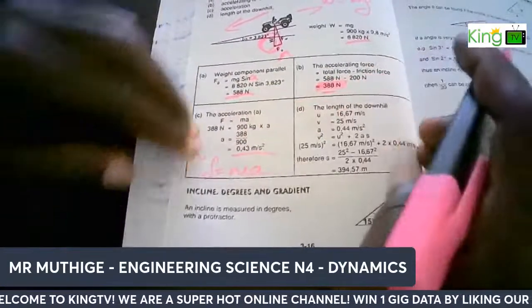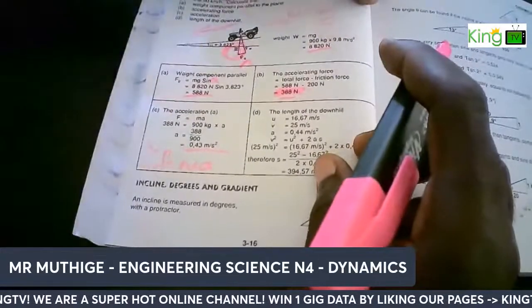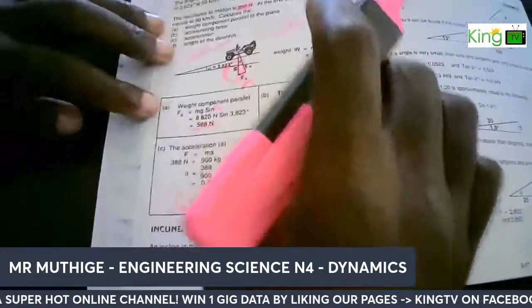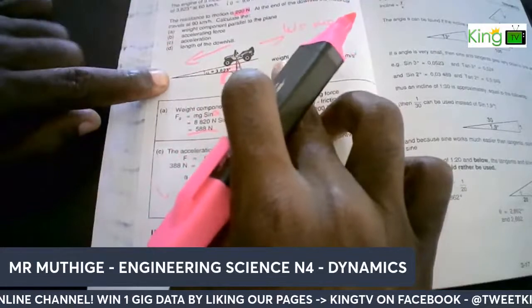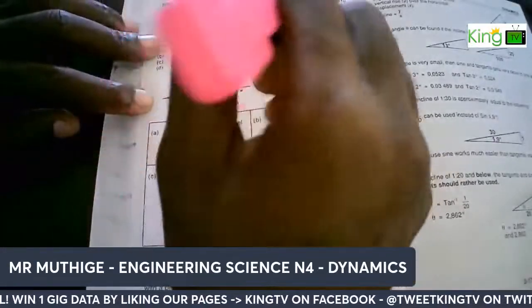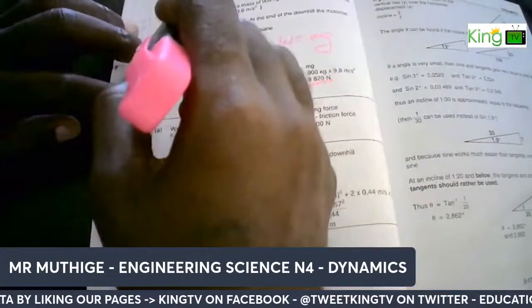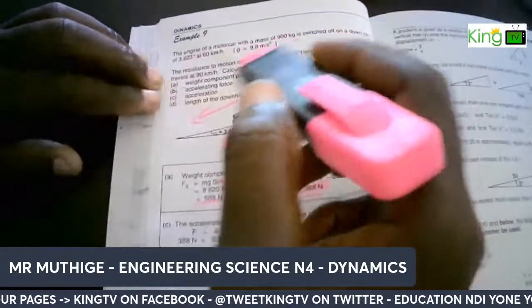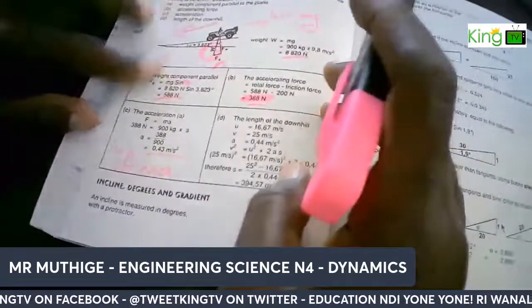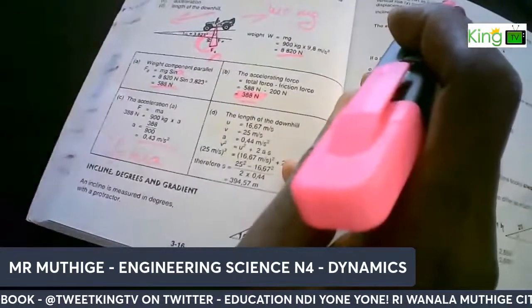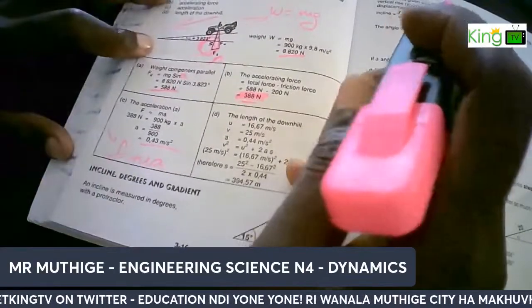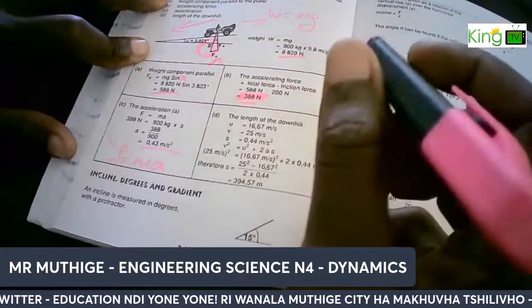That's our acceleration. And then they tell us the length of the downhill. The story does not end on the slope here. The story talks about downhill as well. At the end of the downhill, the motor car travels at 90 kilometers per hour. If you've got a downhill, it says it travels at 90 kilometers per hour.